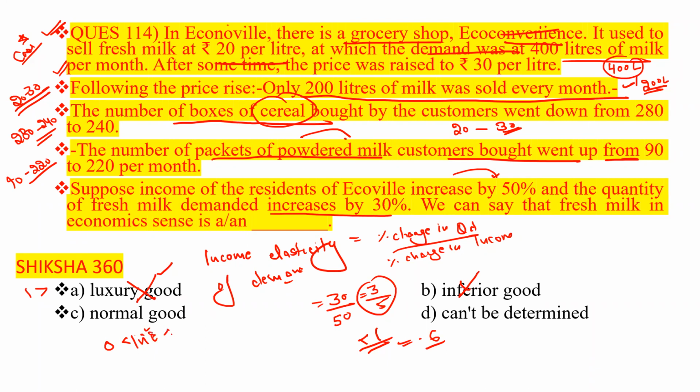Income elasticity is basically between 0 and 1, so it is considered a normal good, or a necessity good. Clear? We can say that option C is the correct answer.